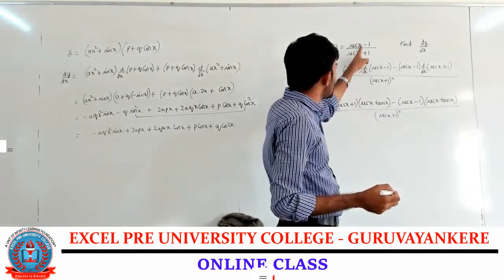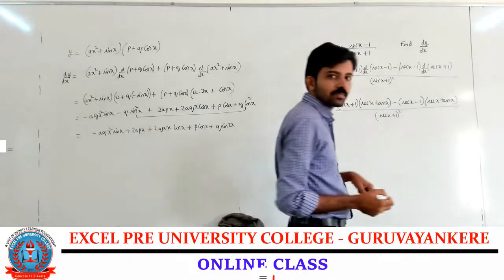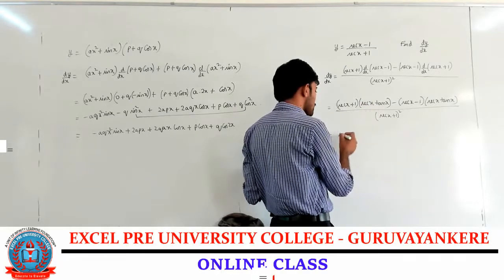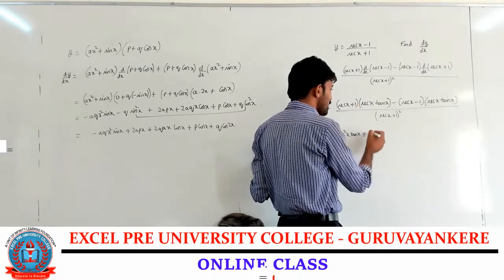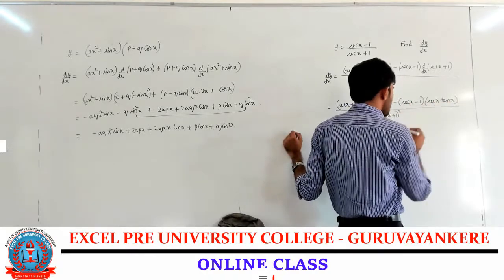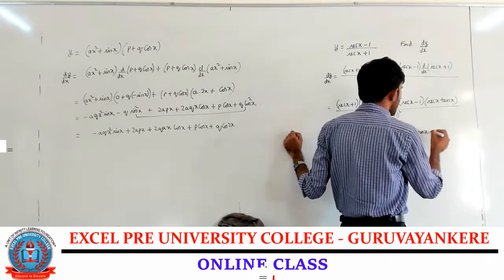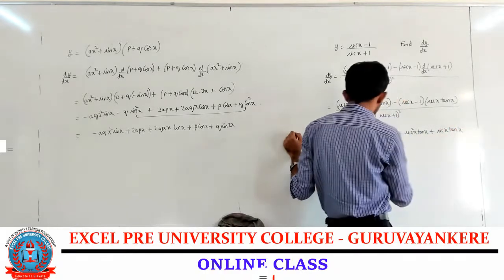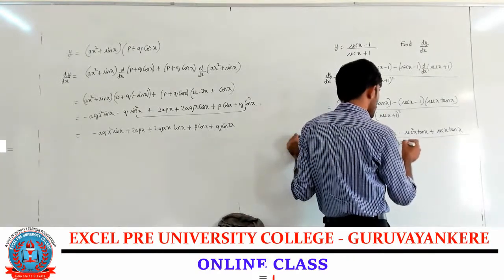Denominator keep as this, differentiate the numerator, minus numerator into differentiate the denominator. Multiply this: secant x into secant x tan x, secant square x tan x, plus 1 into secant x tan x is secant x tan x, minus secant x into secant x tan x, that is secant square x tan x, minus into minus plus 1 into secant x tan x is secant x tan x, divided by sec x plus 1 the whole square.